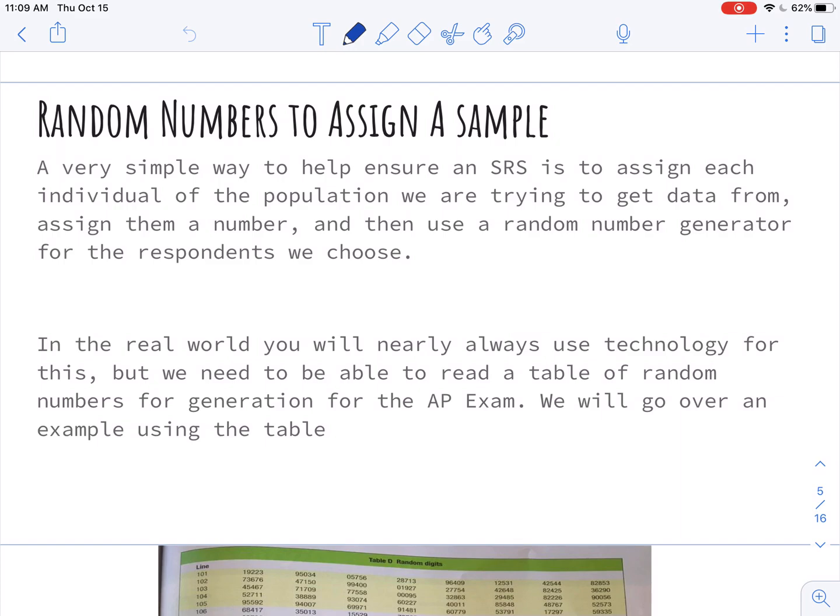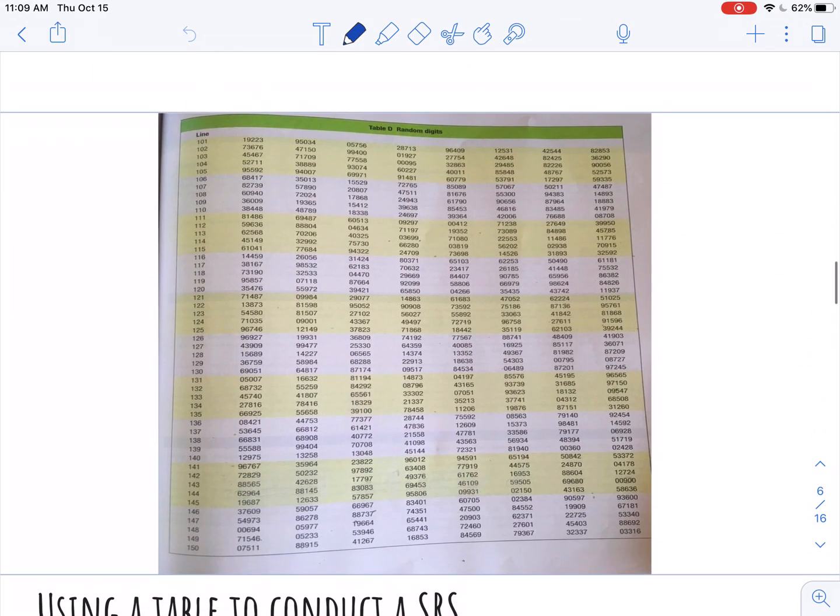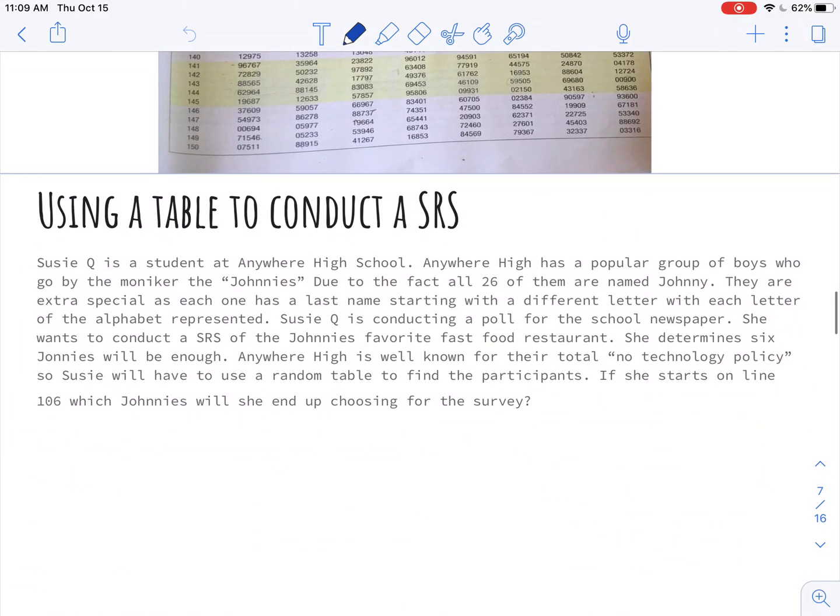The random sampling chart was very useful prior to the idea of having a random number generator that could help us, but with the random number generator, we'll use that all the time. But I am going to show you how to use the random number table. So this is in the back of your book. This is the entire table. You also have this photo now. This is Table D. It's random digits. So here's how we use it. Using a table to conduct a simple random sample.